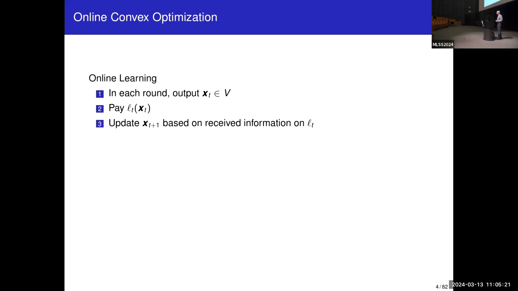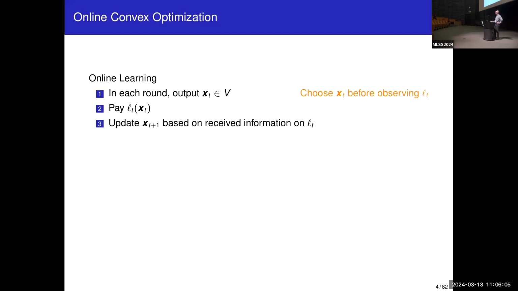Okay, so let's start. So what is online convex optimization? It's basically a game that you play against an environment. So in each round, the algorithm has to output a vector x_t in some feasible set V. Now, after you make your prediction, the environment will reveal a loss, l_t, and you will pay the value of the loss at the point that you predicted. Just after that, you receive some kind of information from the environment. For example, you might receive the gradient, or you might receive just the value of the loss at the point, and you update your internal knowledge so that you will be able to predict the next point, x_{t+1}.